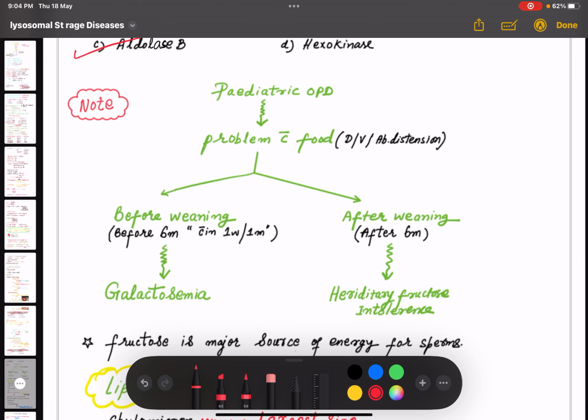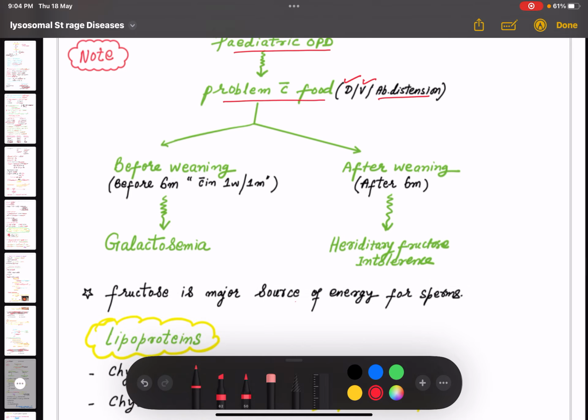Now you can see this note point here, which is very important. In pediatric OPD, if the patient is having any problem with food like diarrhea, vomiting, abdominal distension, any of them, you have to look at weaning. What does weaning mean? Weaning means before 6 months, and after weaning means after 6 months. Generally, before weaning, we take the time of 1 week to 1 month. In the question, you will be given 1 week or 1 month.